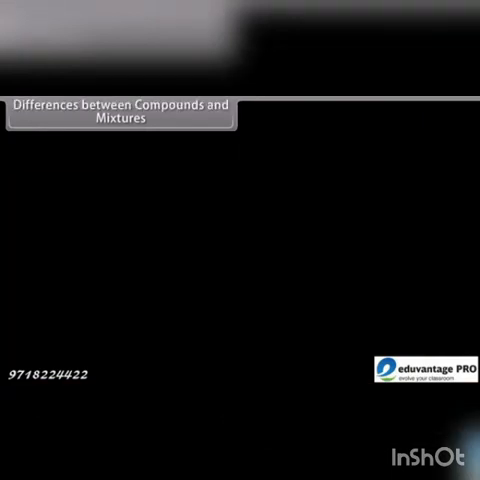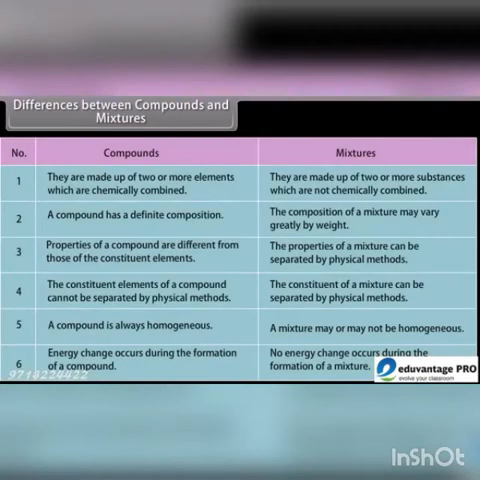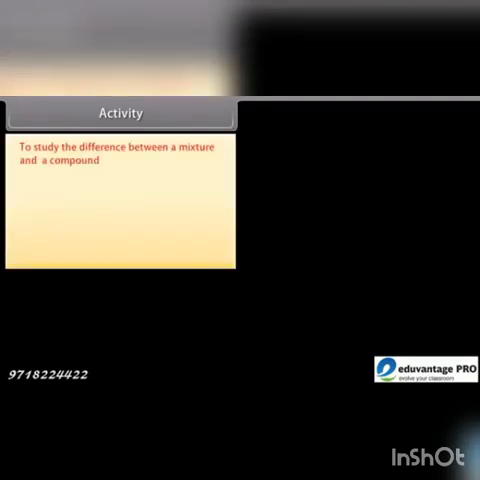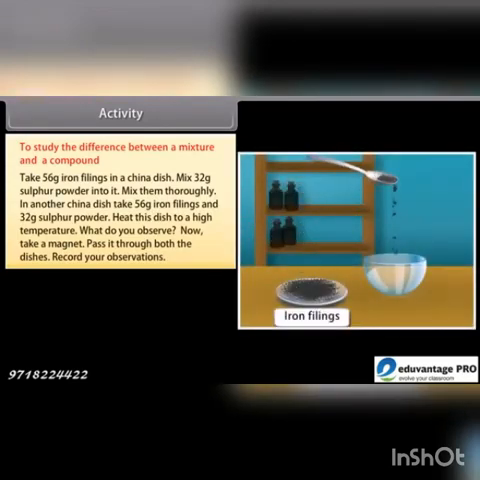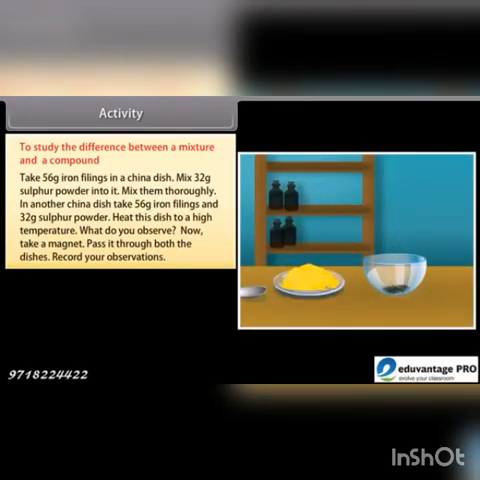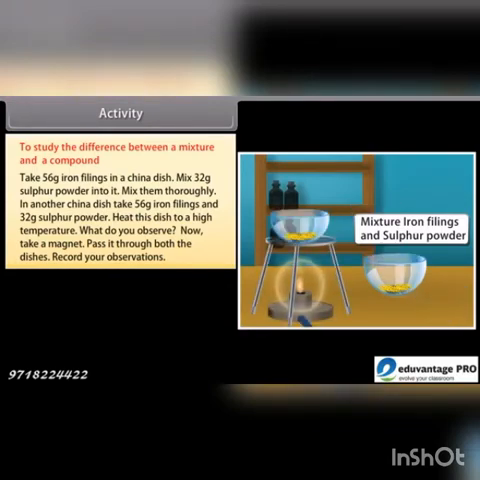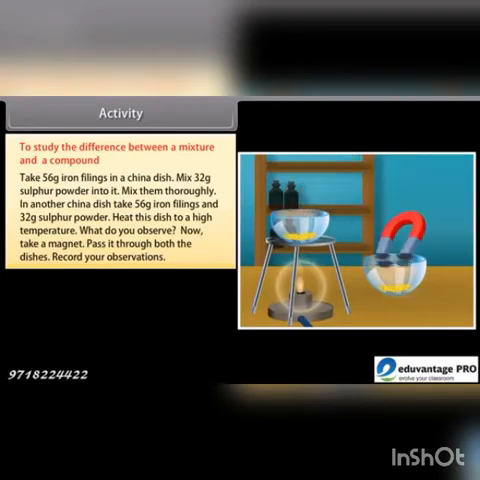Differences between compounds and mixtures. Activity. To study the difference between a mixture and a compound, take 56 gram iron filings in a china dish. Mix 32 gram sulfur powder into it. Mix them thoroughly. In another china dish, take 56 gram iron filings and 32 gram sulfur powder. Heat this dish to a high temperature. Now take a magnet. Pass it through both the dishes.